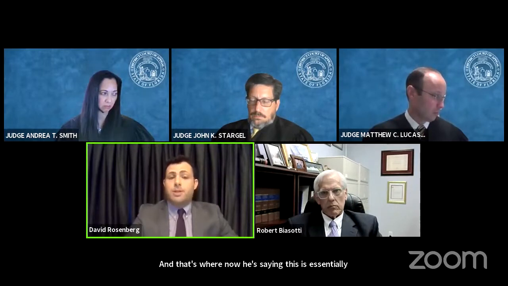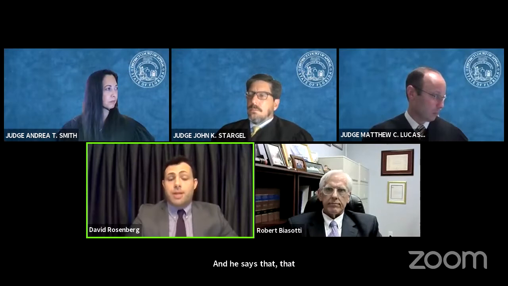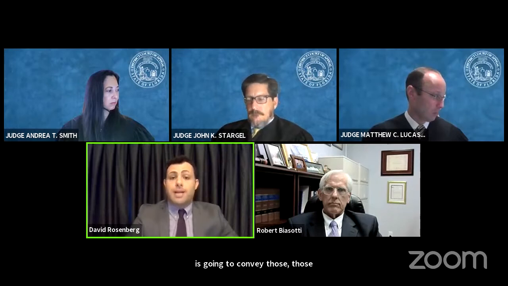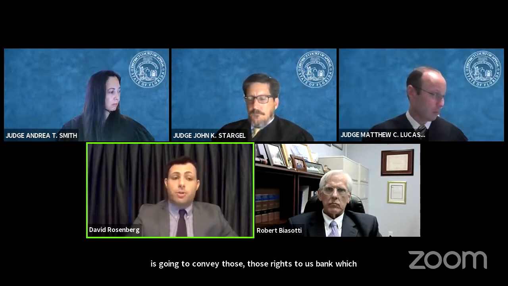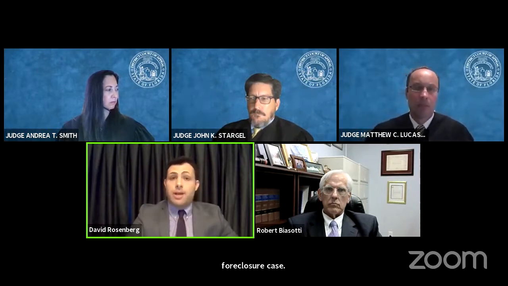This is based on his motion for attorney's fees and our response. It's a separate proceeding within the same case. And he says that this assignment of mortgage is going to convey those rights to US Bank, which is the exact opposite of what you argued in the foreclosure case. And that's what this court's decisions in Hobson and DiGiovanni addressed.